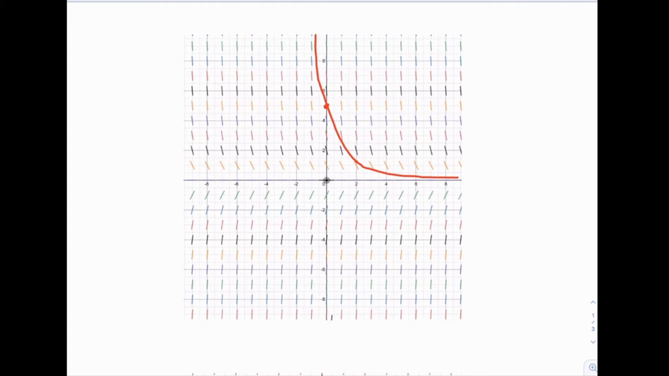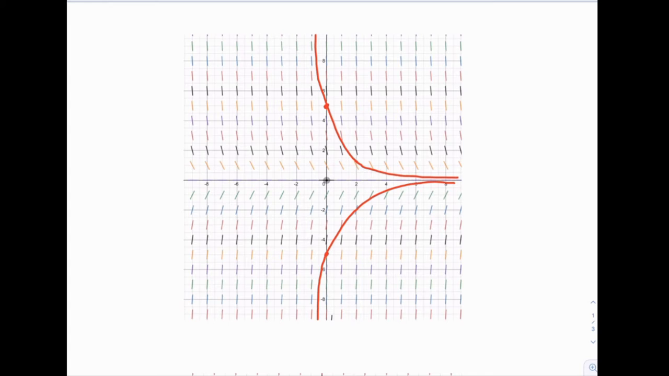If, on the other hand, we started down here somewhere, our solution would look more like this. But we can get a sense of these different solutions and all the different curves that would result with different initial conditions just by drawing one slope field. So there's a lot of information packed in here, and we can observe a lot about this solution even if we don't have any idea what the exact answer would be yet.